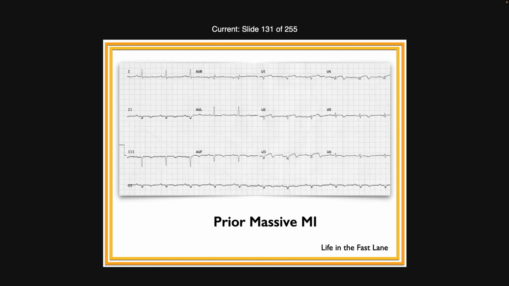So here's a prior massive MI, again, very low voltage. What about reasons for high voltage? What do you think? Ventricular hypertrophy. Bingo, that's the big one.